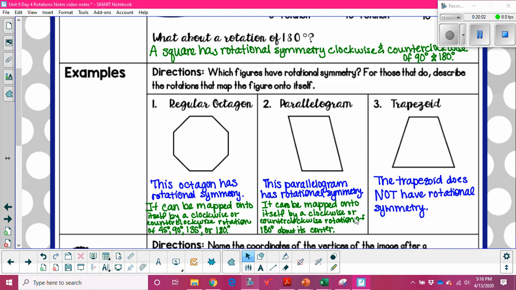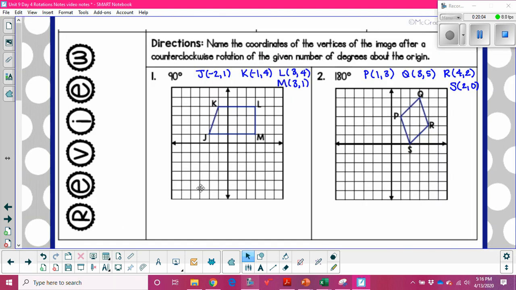Okay, so let's look at the next part. What I want to do is name the coordinates of the vertices of the image after a counterclockwise rotation of the given number of degrees about the origin. I gave y'all the pre-image. Like in number 1, this is JKLM. What I want to do is take that and rotate it 90 degrees counterclockwise about the origin. So pause the video. We've done this already, so try to work this one by yourself.